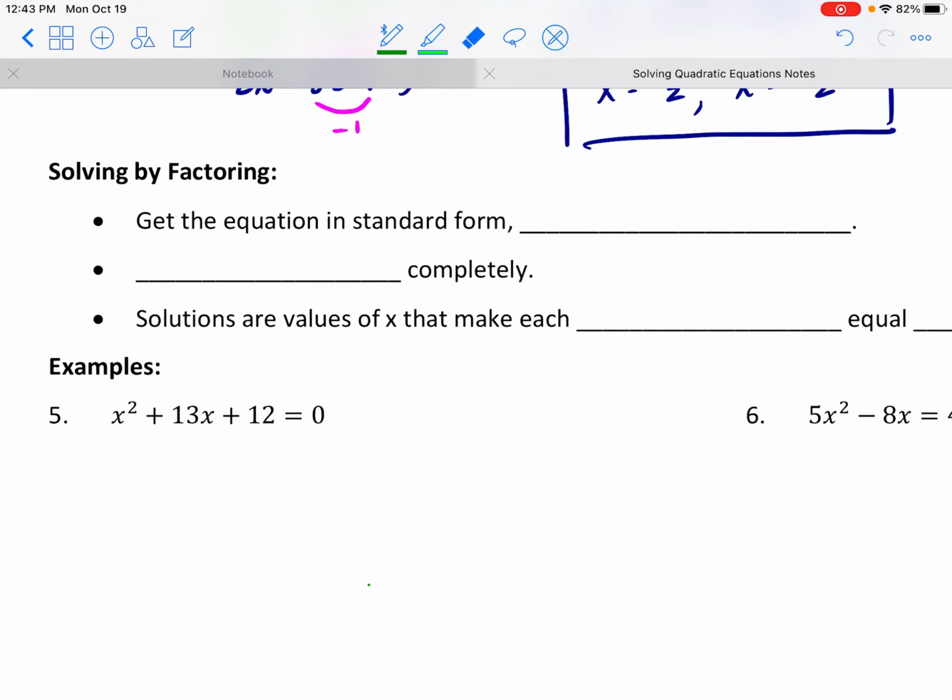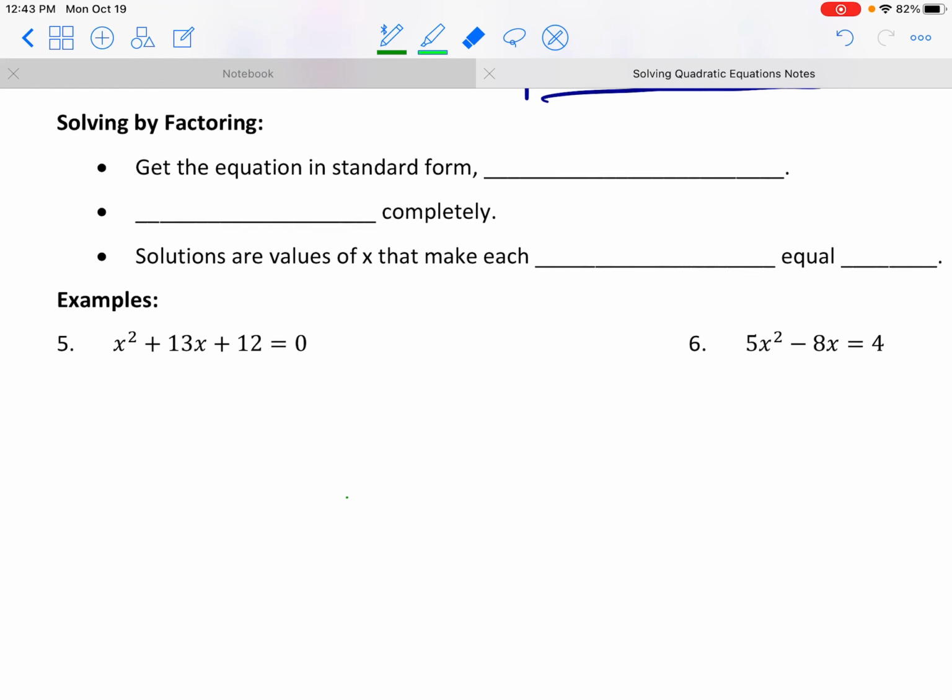Sorry, I was looking for my eraser. So if you have the squared term and the x to the first term and you can't square root to solve, then you want to attempt to solve by factoring. So remember, when we're factoring, we want standard form. So we want the squared term, then the x term, and then the constant, everything in order and equal to 0. And then we factor. And the solutions are the values of x that make each of those factors equal 0.